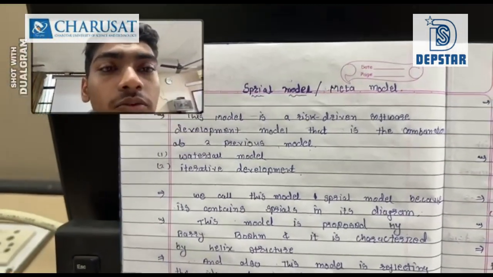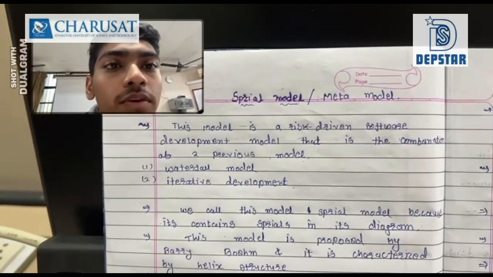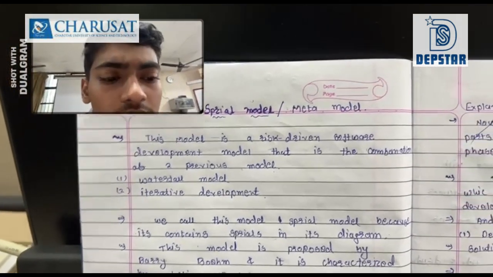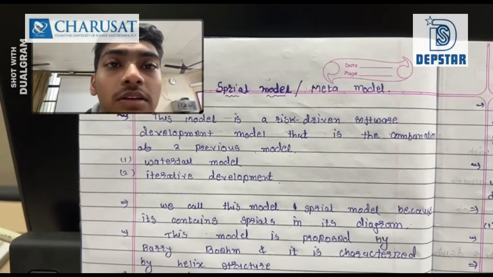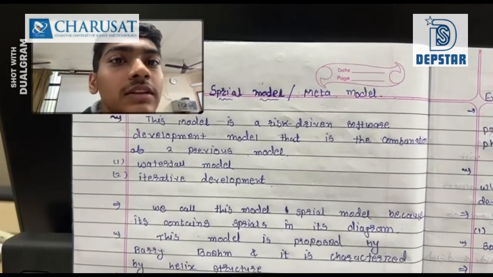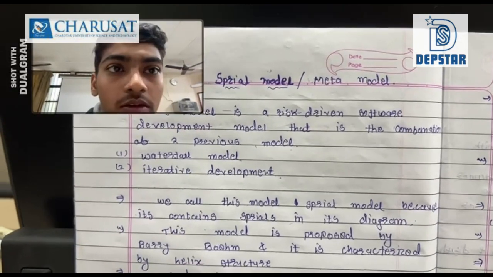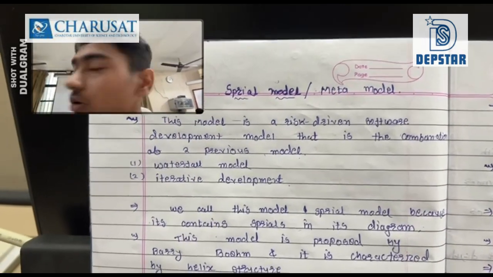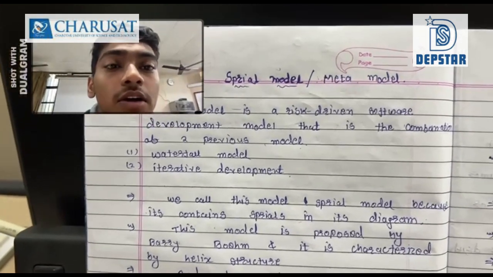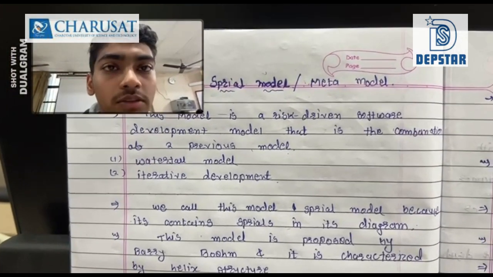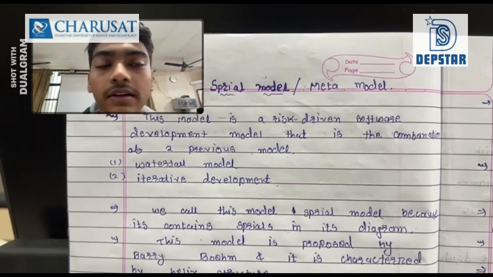Okay, so first of all we are going to understand the overview of our spiral model. This model is basically called the risk model because the second phase of our model is risk solving. So we can call this model a risk model, and this model basically consists of two different models, which are the waterfall model and the iterative development model.